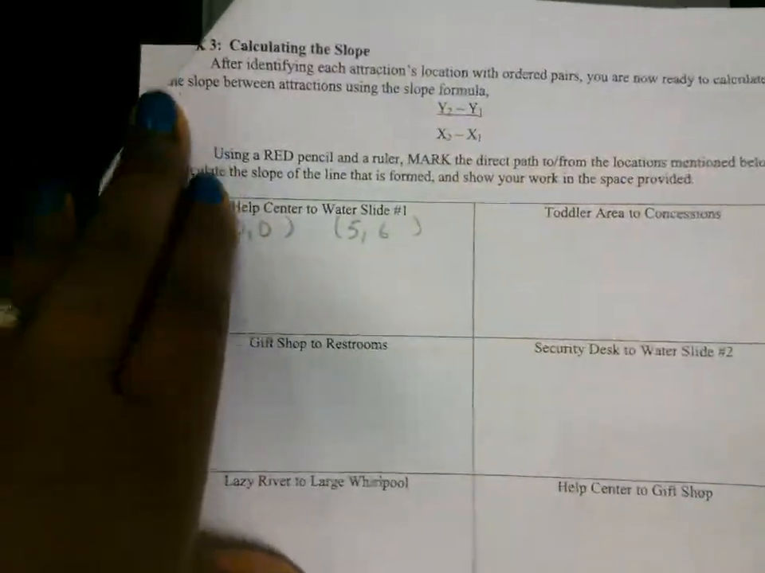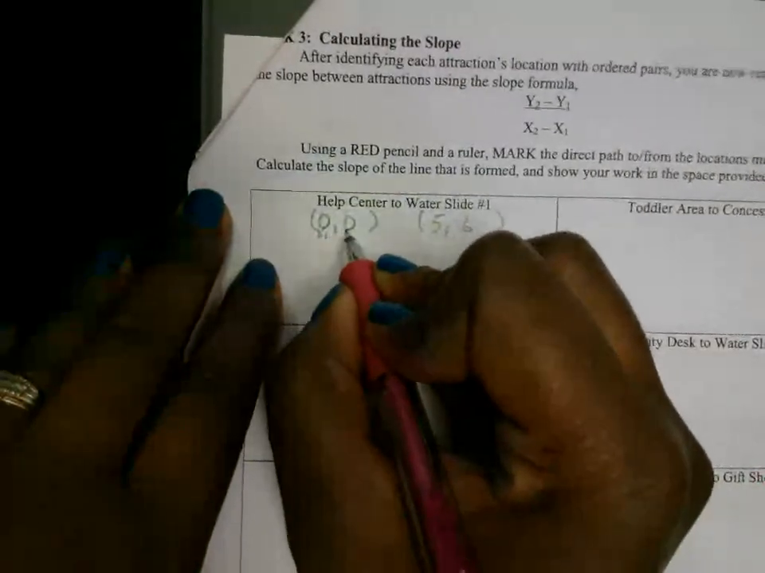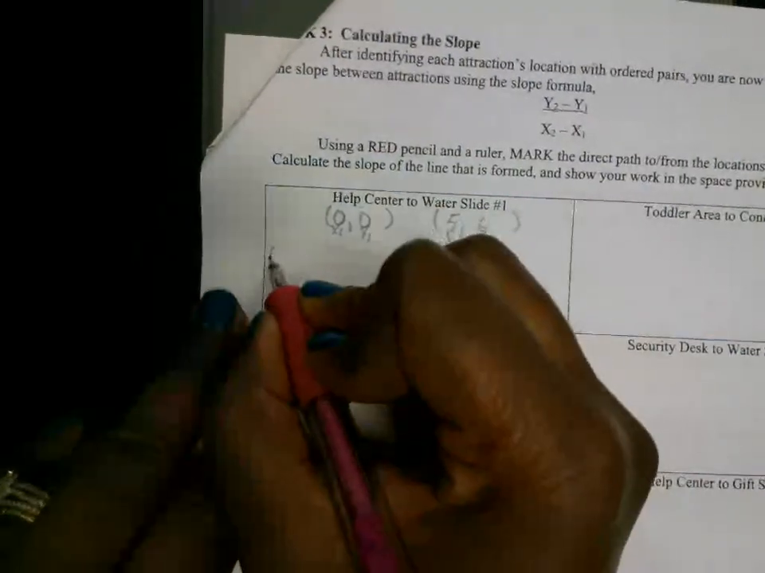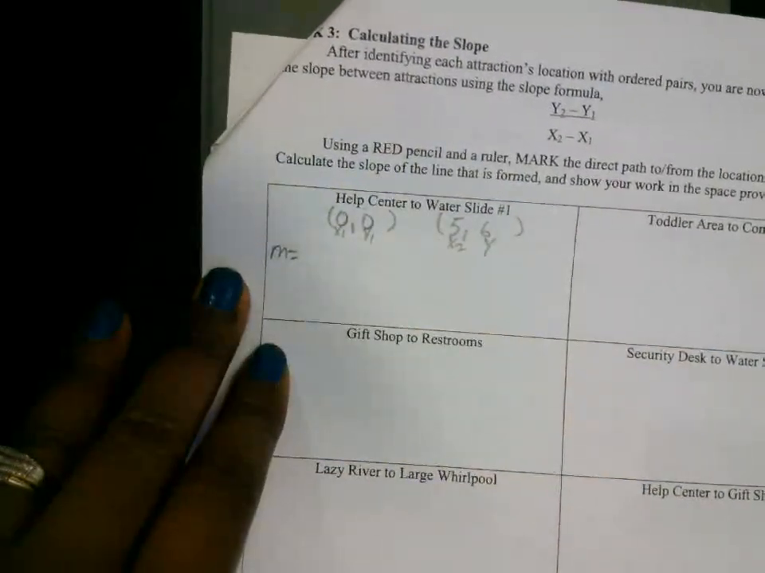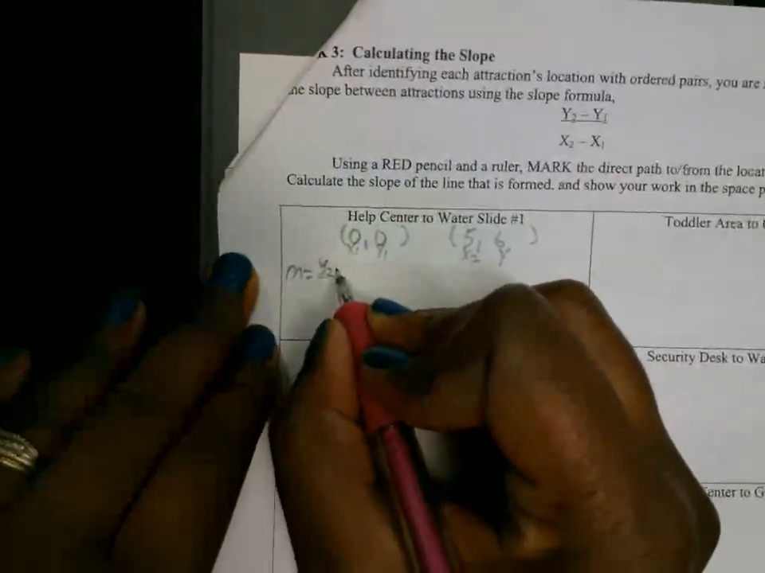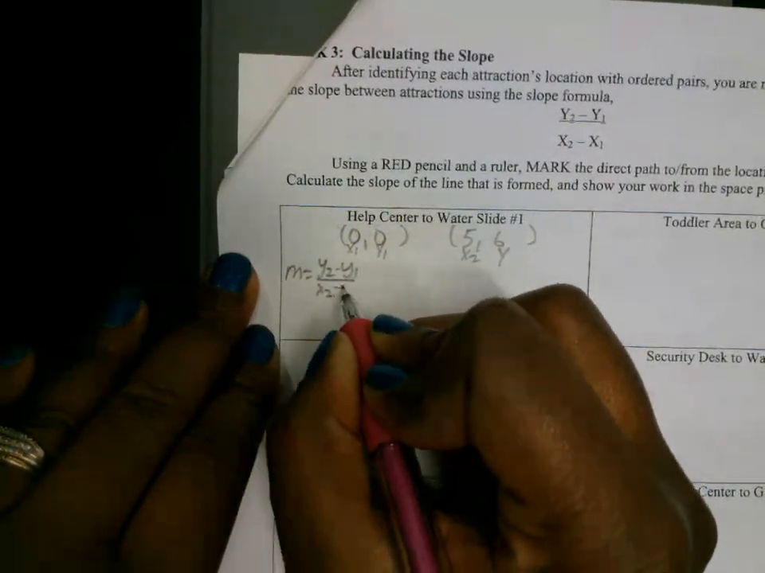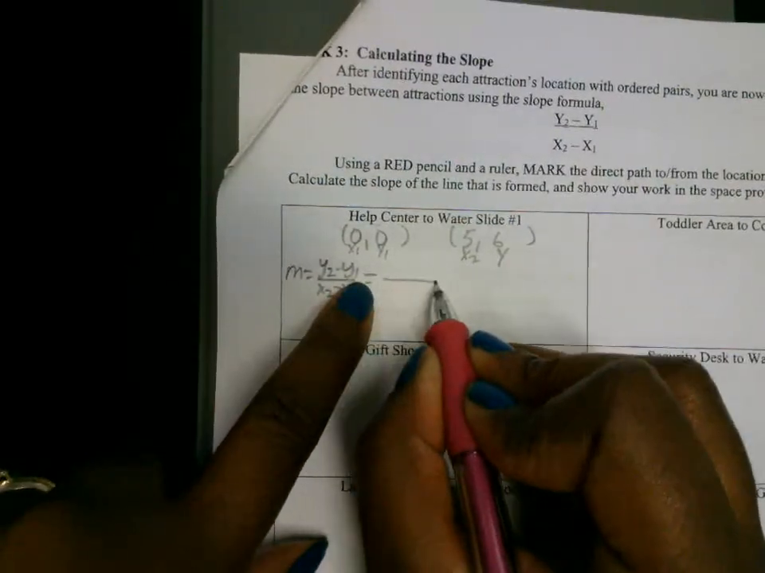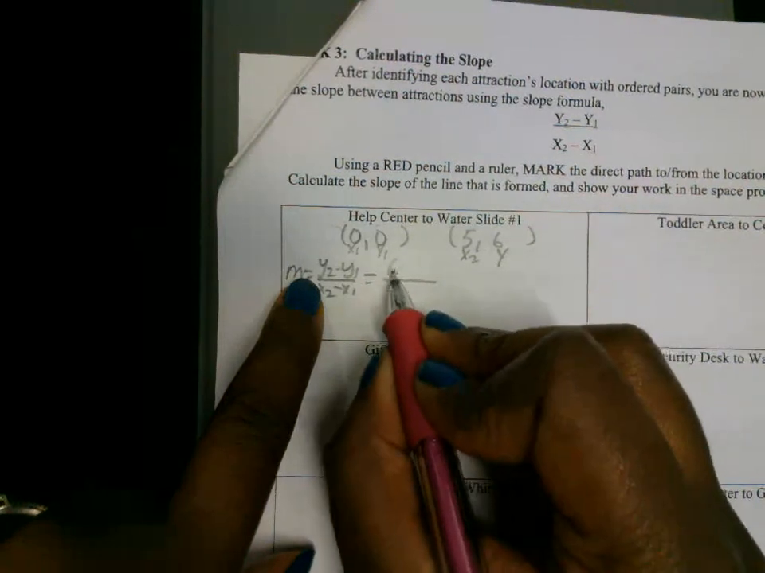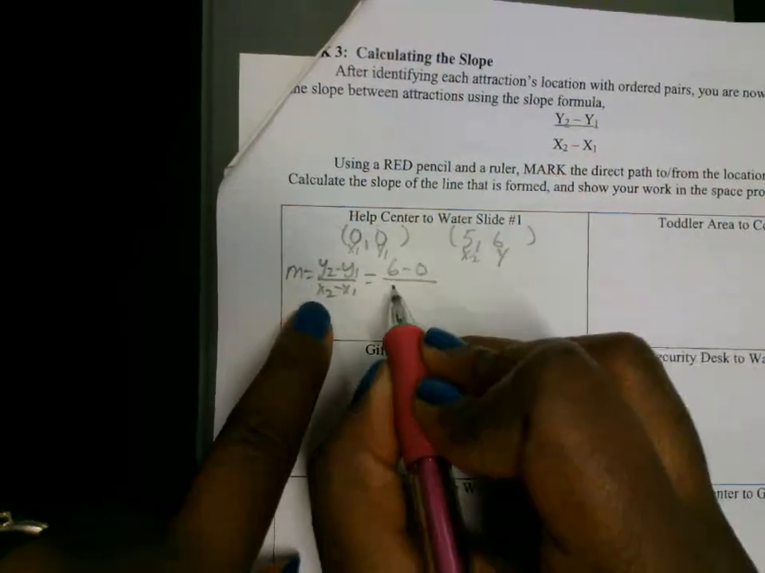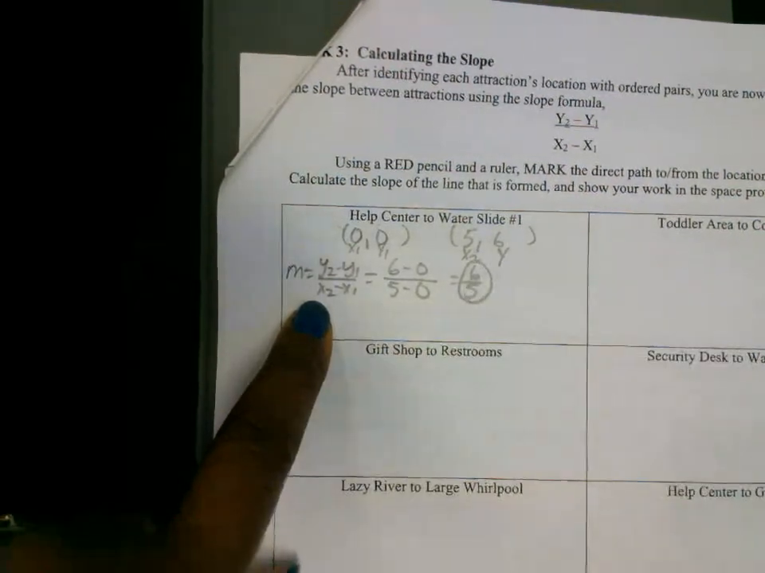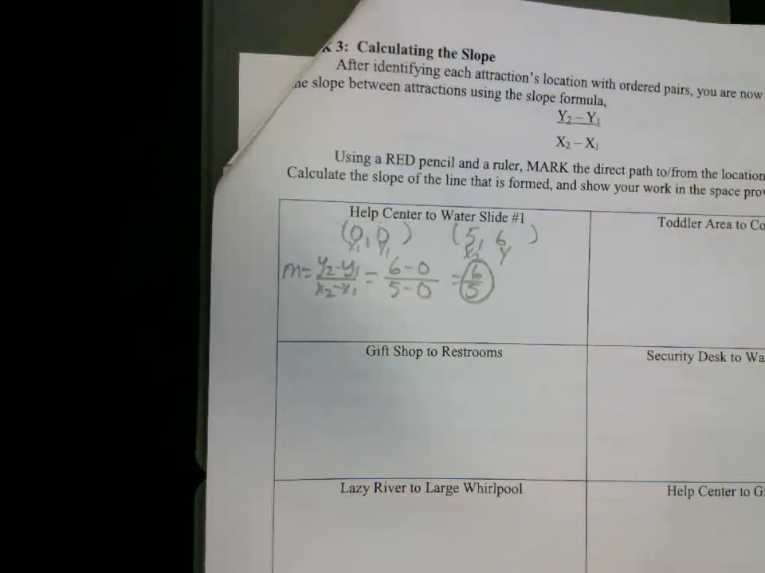Okay? So you're going to use the slope formula, rewrite. First label, this is x1, y1. This is x2, y2. Okay? You're going to use the slope formula, rewrite the slope formula, y2 minus y1 over x2 minus x1, and substitute these numbers into the formula to calculate the slope. You have 6 minus 0, you have 5 minus 0. So this gives you 6/5 as your slope, okay? You can change it to a decimal or you can keep it as a fraction.